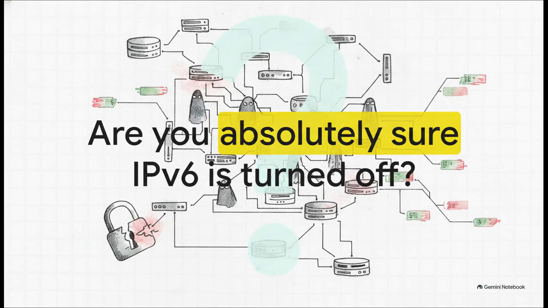Okay, let's dive into this, because I want to start by asking you a really serious question. Are you absolutely sure IPv6 is turned off on your network? Like 100% sure? Because a massive number of network and security professionals operate under this comfortable little assumption that if they haven't explicitly deployed IPv6, it's just not running. But as we're about to see, that assumption isn't just wrong. It's actually creating a massive, completely invisible threat vector right under our noses.